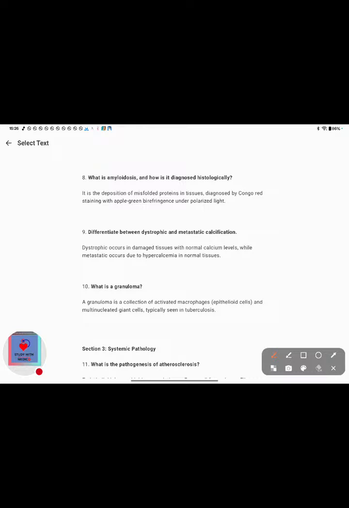So what is amyloidosis? How is it diagnosed histologically? Deposition of misfolded proteins in tissues. Misfolded protein is diagnosed by Congo red staining. When you do Congo red stain and look under polarized light, you see apple green birefringence. Polarized light is needed to see apple green birefringence.